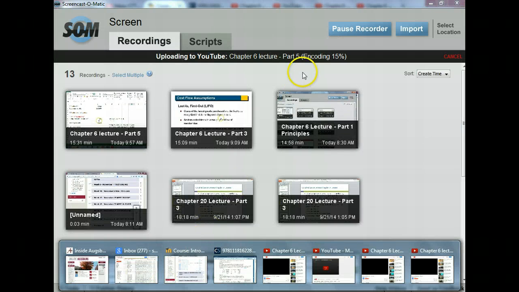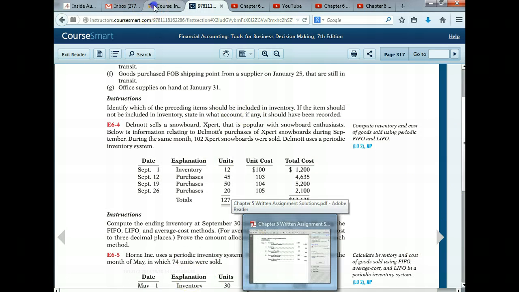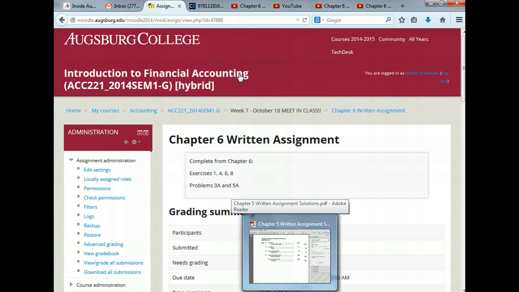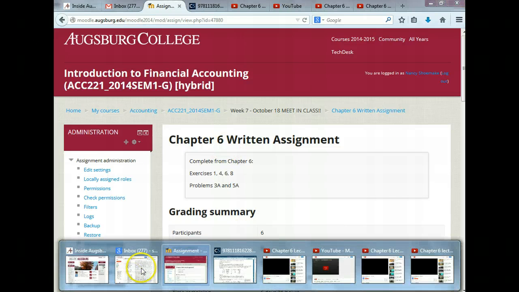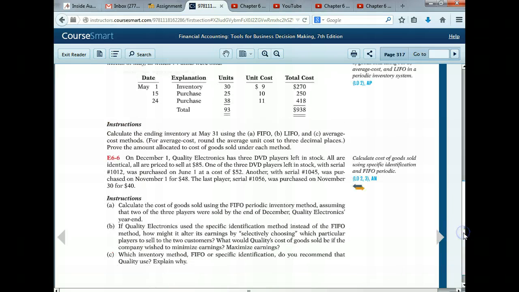So for the next homework assignment, the written assignment is numbers 1, 4, 6, and 8, problems 3A and 5A. So let's go to number 6. Okay, we're going to work on number 6 now.